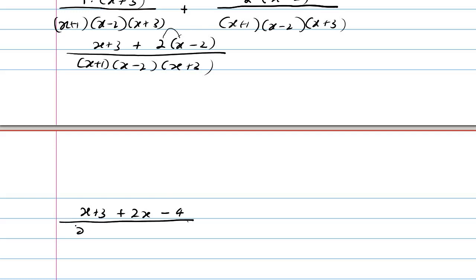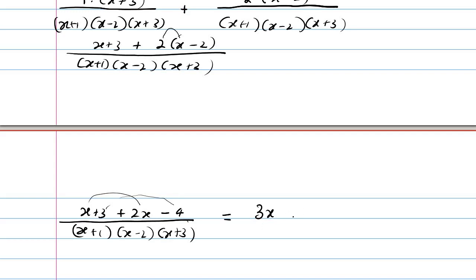So we have x plus 1, x minus 2, and x plus 3. Good. Okay, fine. So what do we have? So we put the like terms together, which is just 3x. x plus 2x is 3x.